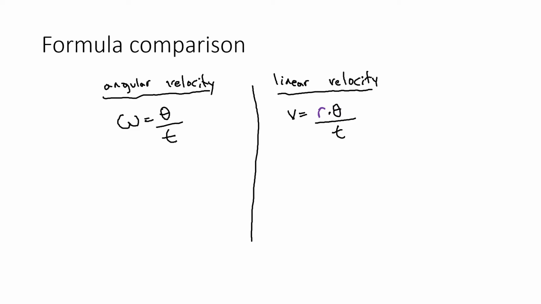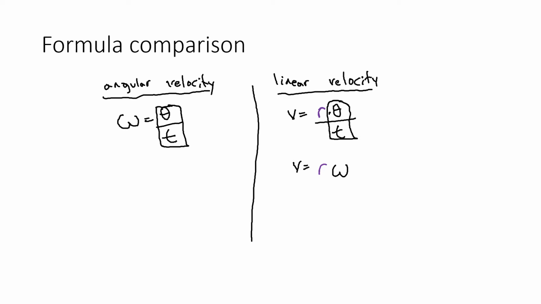So what do we notice about the two formulas? Let's say we focus on the fact that omega was the same as theta over t. Well, we have theta over t in this formula. So what that means is that we can rewrite the linear velocity as r, or the radius, times omega.